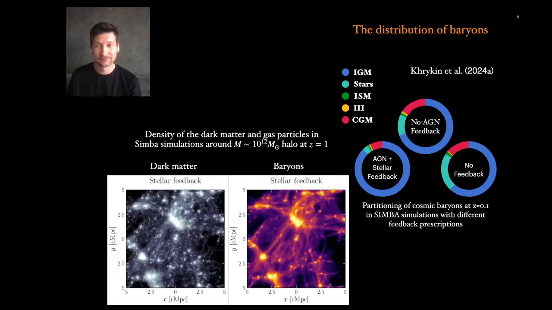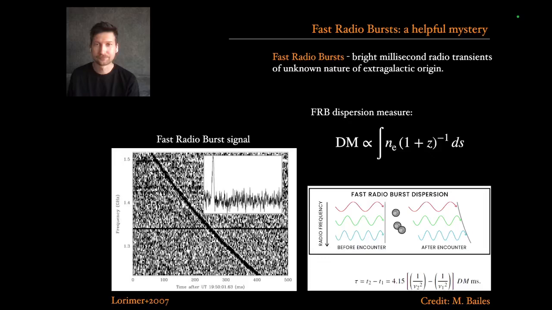Unfortunately, the decades of heroic observational efforts have proven that getting observational constraints on the distribution of baryons is really hard. And at low redshift, that was one of the reasons for the so-called missing baryon problem. It all changed when the fast radio bursts were discovered.